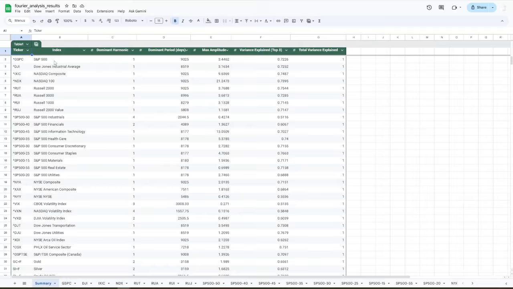So the dominant period for the S&P 500, the longest period, is 9,025 days. The max amplitude is 3.4. Then the max amplitude requires a calculus formula and it's complicated, we don't go there. And what that does is explain 0.72 of variance. Which is very interesting, because in this instance, if we take the square root of the variance, we have the standard deviation, which is 0.85.